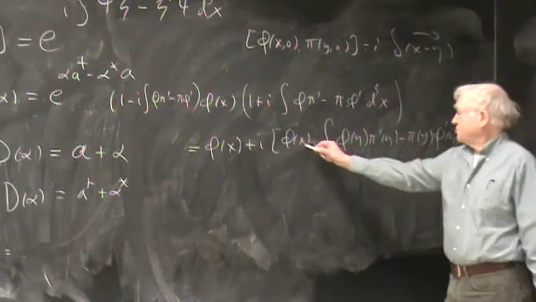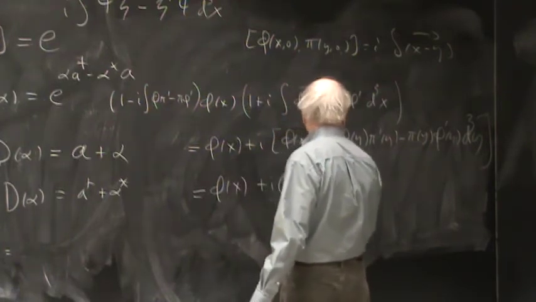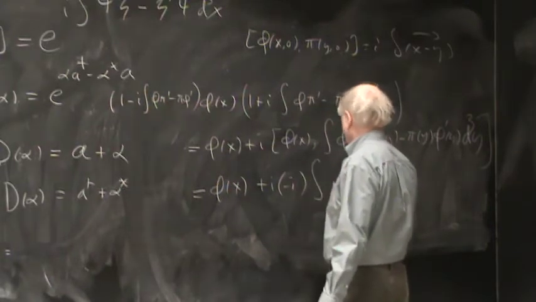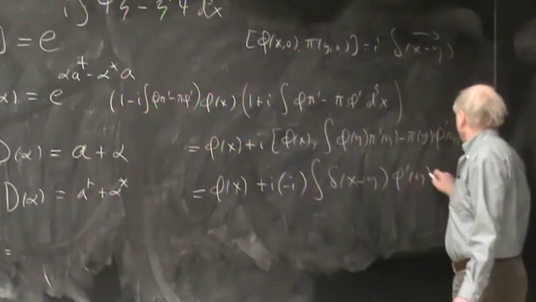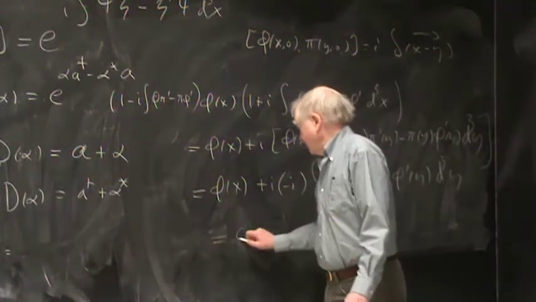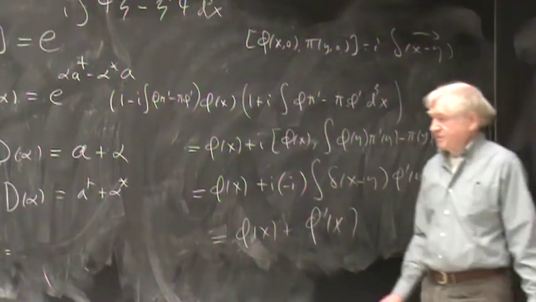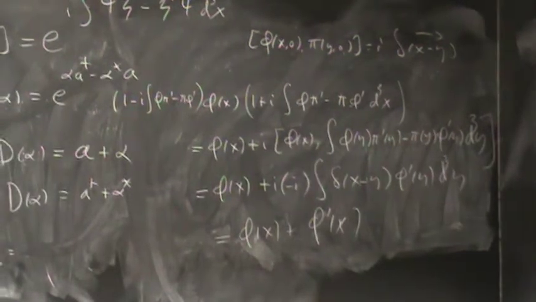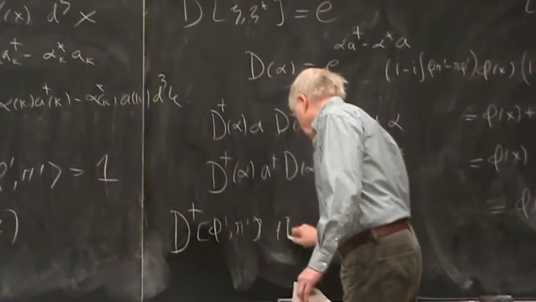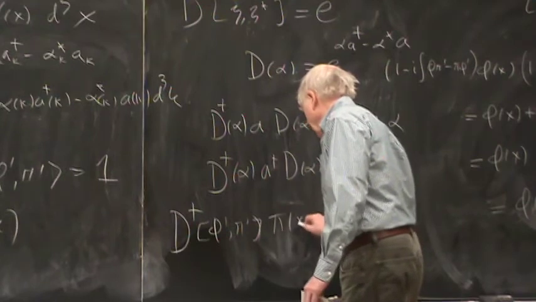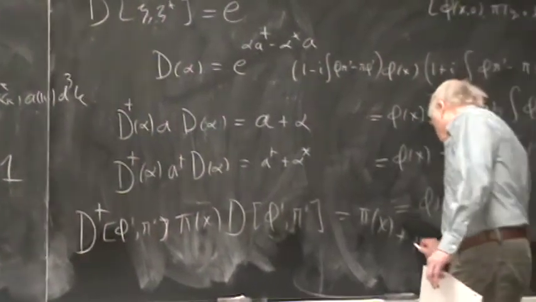Okay, so now in this commutator, we just have phi with pi is i delta. So we have plus i times a minus sign times an i integral of delta of x minus y, phi prime of y, d cubed y. And so this is phi of x plus phi prime of x. And the same thing is true if you put a pi in here: you get pi of x plus pi prime.